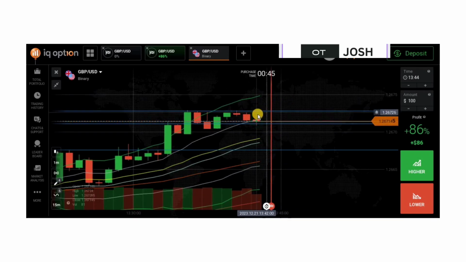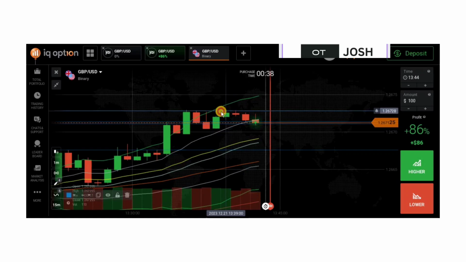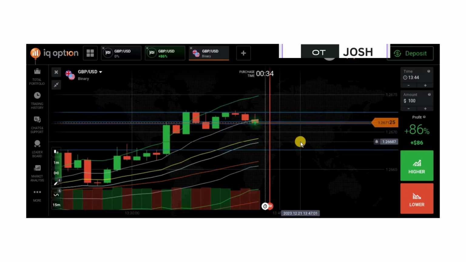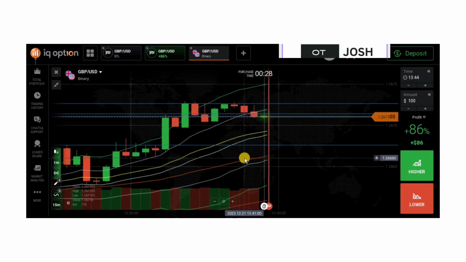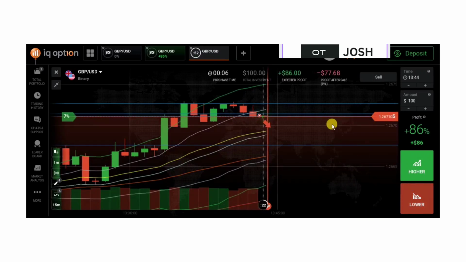This should have been a good put trade from this level, but we couldn't get the opportunity, so we wait. And now I think there will be another opportunity. Let me see the volume. Okay, the same volume. I think I'll do a put.